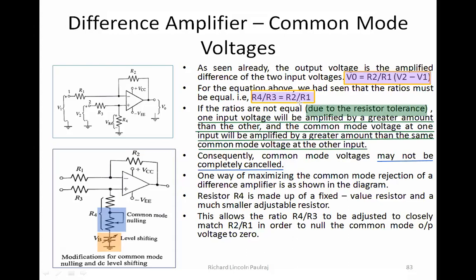So what is going to happen? If I have a perfect match of these resistances, I'm going to get a perfect output voltage, which is the difference between V2 minus V1. Is that clear, students? Yes.